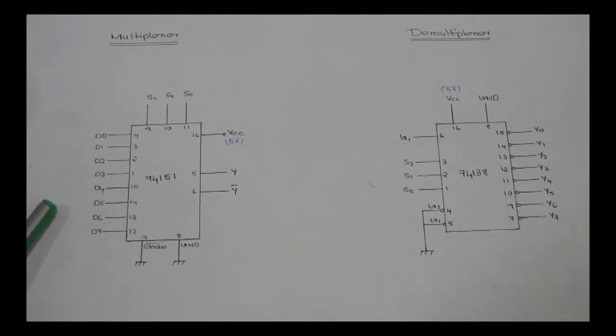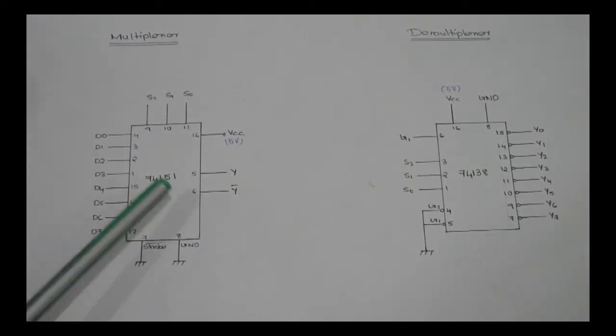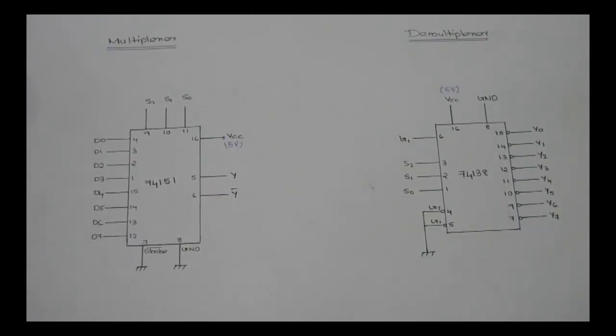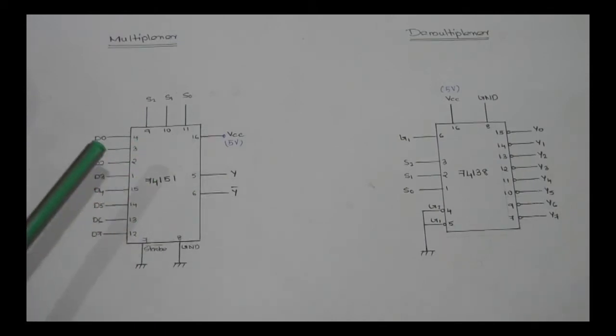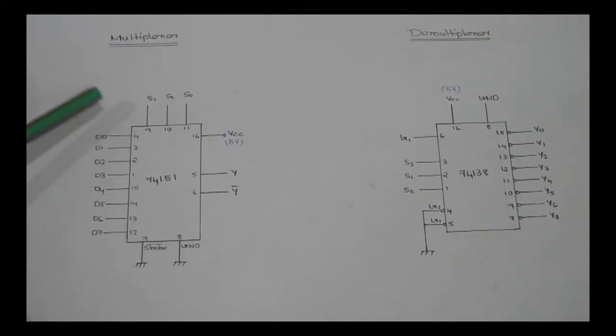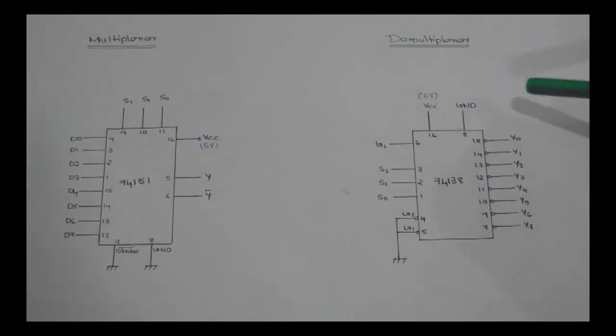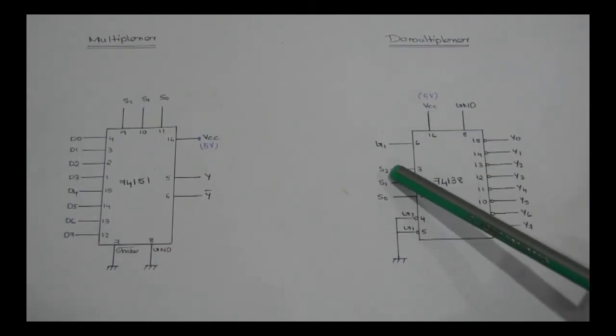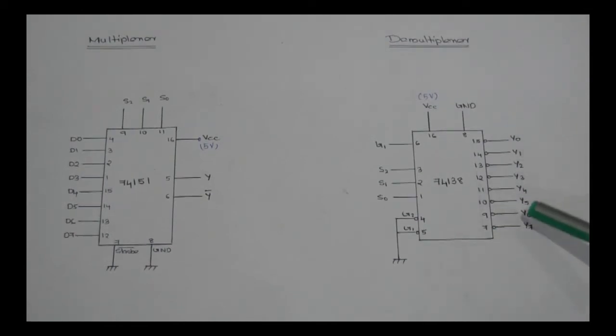Here we are using a TTL IC 74151 for the mux, which is an 8x1 mux. It has 8 input lines D0 to D7, 1 output line Y, and 3 select lines S0, S1 and S2. It also has a strobe terminal, and for enabling the IC we have to ground this strobe. For the demultiplexer we have IC 74138, which is a 1:8 demultiplexer, and it has 1 input line G1, 3 select lines S0, S1, S2 and 8 output lines Y0 to Y7.